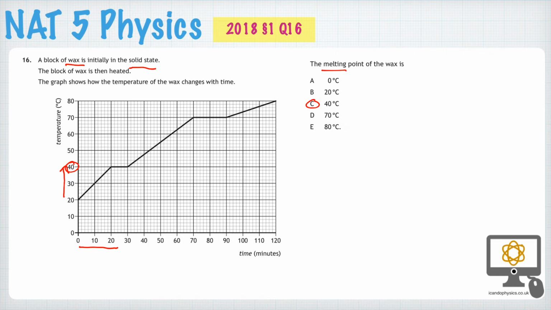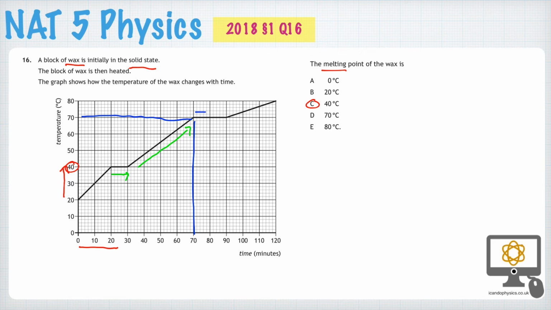Now, just to go on a little bit, of course, what we can say is that the heat that carries on in the wax causes it to melt, and after 30 minutes it's completely melted, and so the temperature starts to rise as the liquid now rises in temperature. And after 70 minutes the liquid stops rising in temperature because at 70 degrees it is changing into a gas.